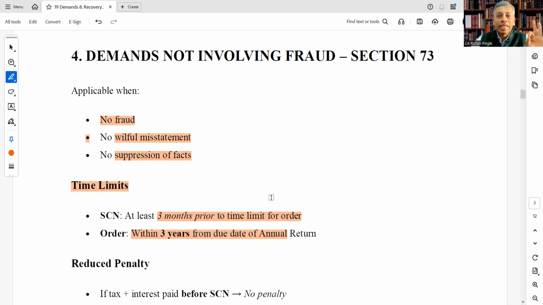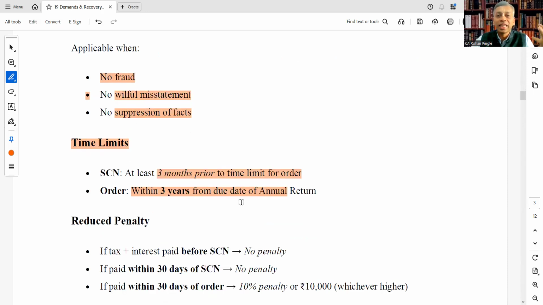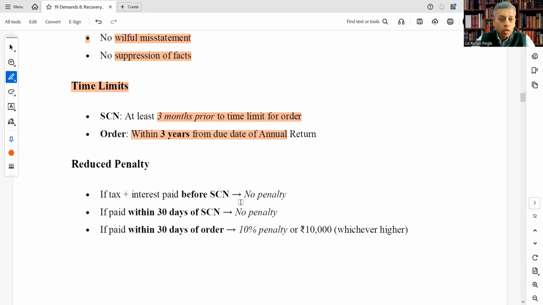So section 73 deals with non-fraud cases, non-willful misstatement, and non-suppression of facts. The show cause notice time limit is at least 3 months prior to the time limit for order, and the time limit to issue the order is within 3 years from the due date of annual return.